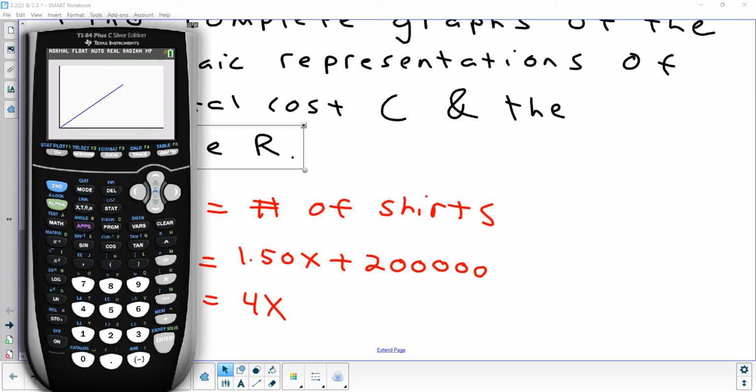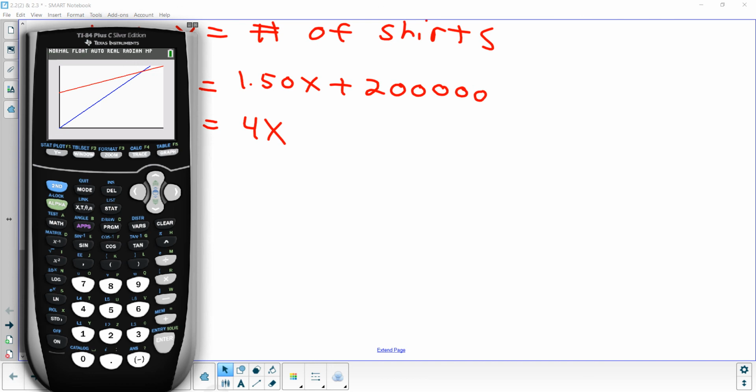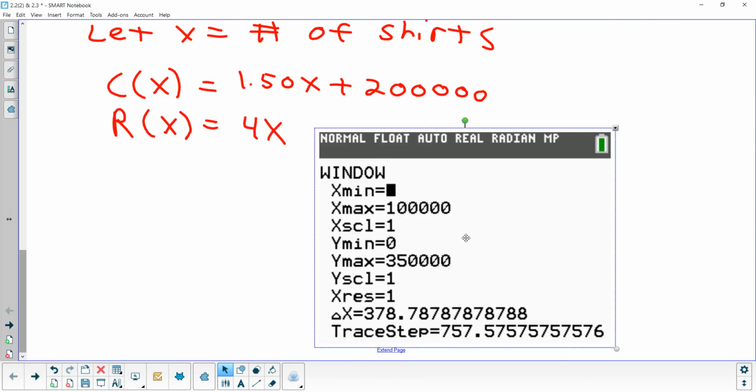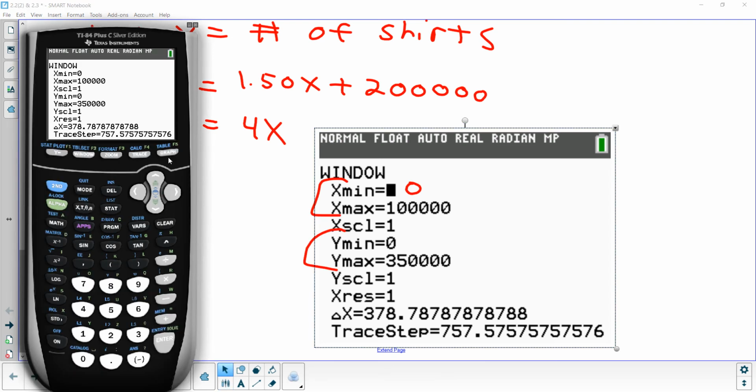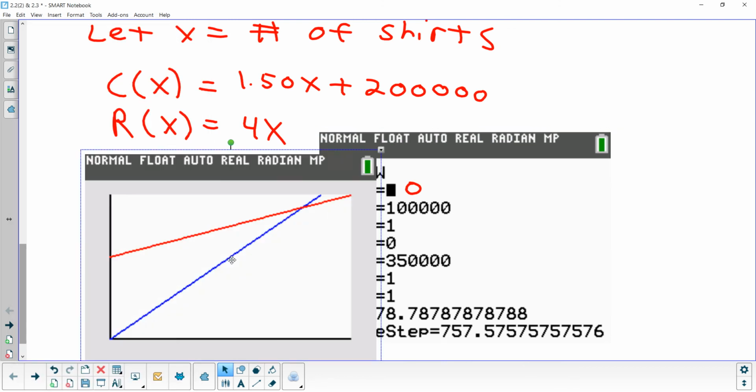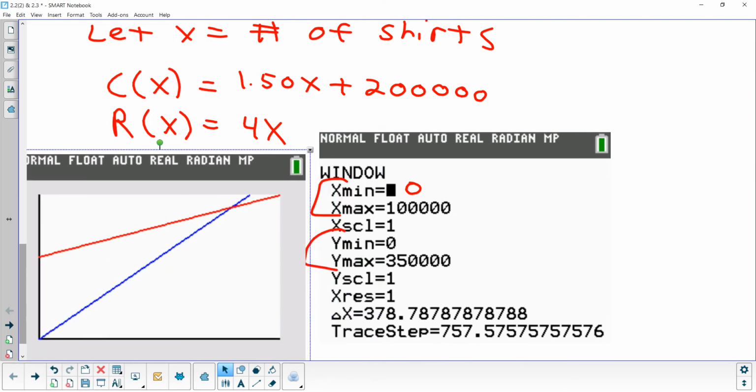So there is our profit. I think we're going to be okay this time. Yep, and there's our costs. So that's a good window. So the directions said find a complete graph. There you go. That's what I would write down. X min, X max, Y min, Y max. And here's the actual graph. Okay, any questions on that?